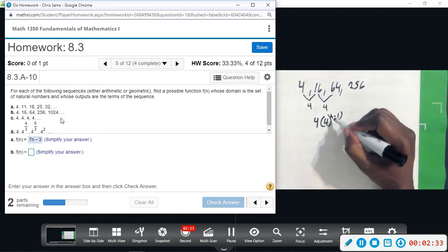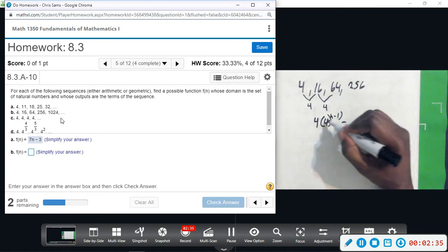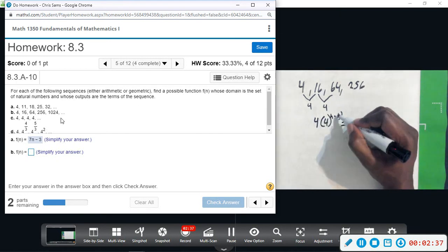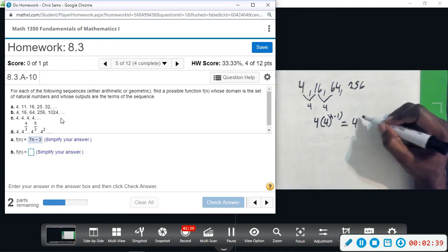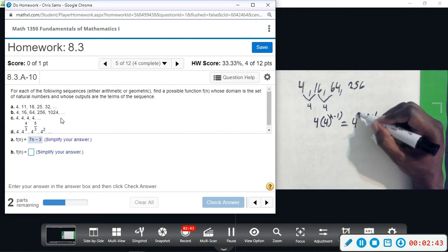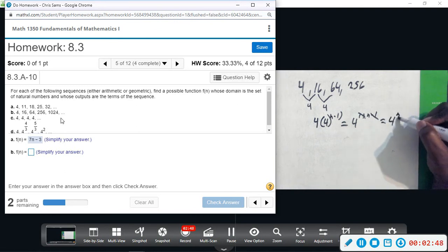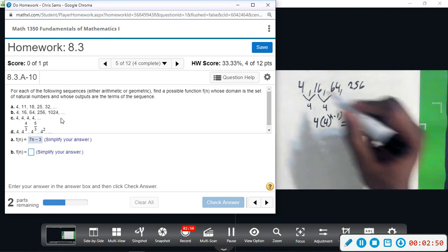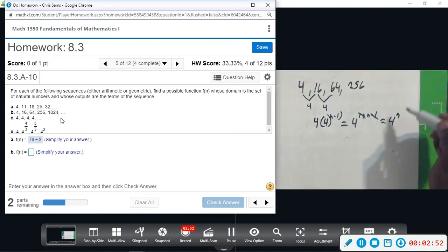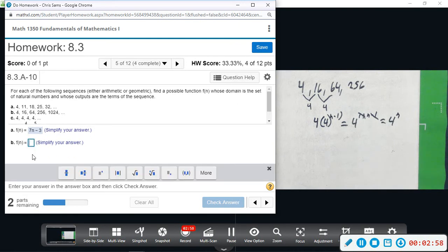Basically we're going to add 1. When you multiply the same base, you just add the exponents. So you have 4 to the 1 plus n minus 1, and those 1s will cancel out. So you just end up with 4 to the nth power. When n is 1, you get 4, when n is 2, you square it, and so forth. So we get 4 to the n for our second function: 4 raised to the nth power.